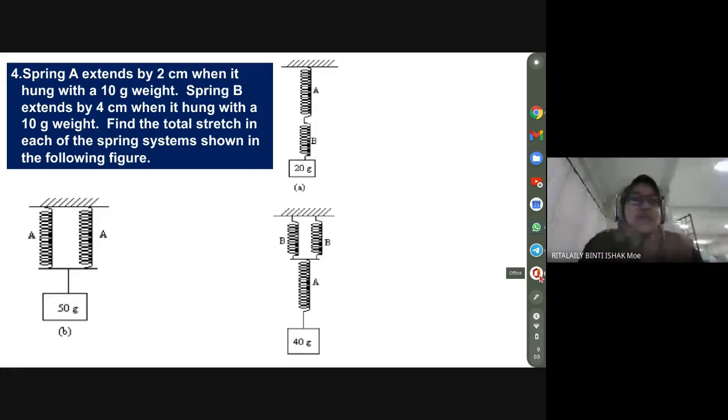Okay, so let's look at spring A. Diagram A. So what is the total stretch for diagram A? Anybody want to try and answer? We have A and B arranged in series, and we have 20 gram of weight hung on it. So anybody want to try and answer? Question A.